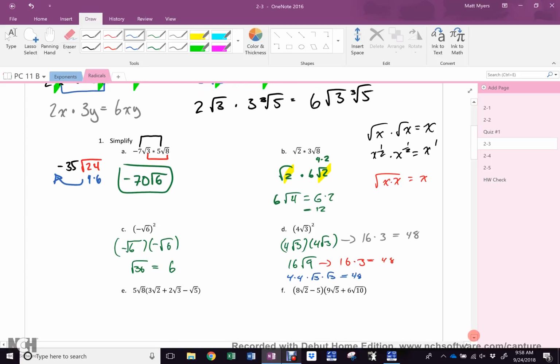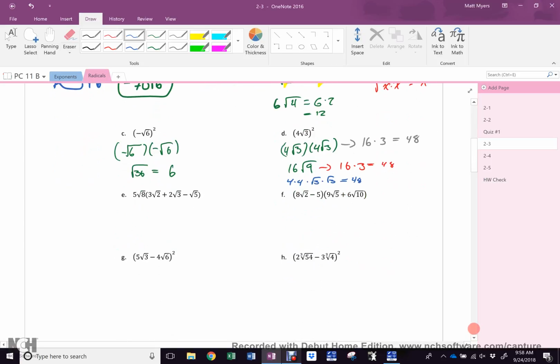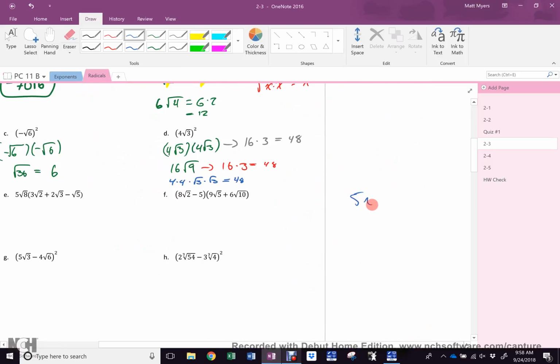Okay. What's happening weirdly in E? There's brackets. Now, just to remind you, if I gave you this, 5x times 3x plus 2, could you do that? What is it? 15x squared plus 10x. Right? Why?